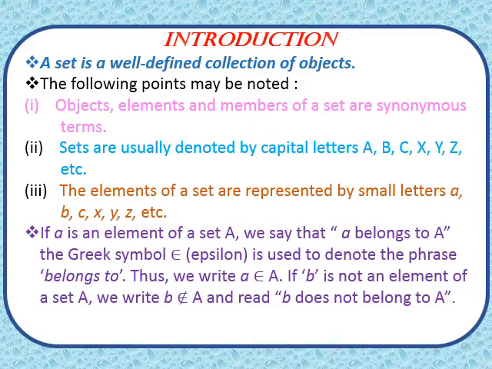If an element a is in a set A, we say that a belongs to A. Now if you look at the video, the sign for belongs to is called epsilon. Epsilon is used to denote the phrase belongs to. Thus we write a epsilon A. It means a belongs to A. Clear? And if we write b epsilon with a cross, then we say that b does not belong to A. I hope I am clear. So pause and note down these points.